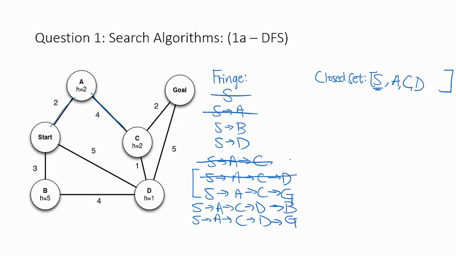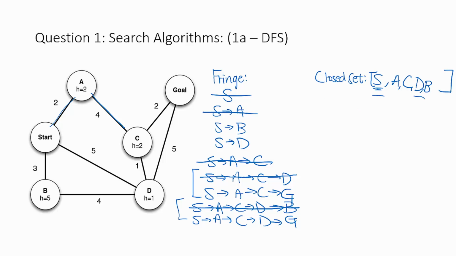Okay, now we have another tie for the deepest path, which are these 2 down here. And we have to break ties again, so in this case B comes before G, so we'll consider expanding SACDB, put B onto the closed set, and S to A to C to D to B's successors are SACDBS and SACDBD. However, since both S and D are already on the closed set, we're not going to expand either of these 2 paths ever again. So let's not even consider putting that on the fringe.